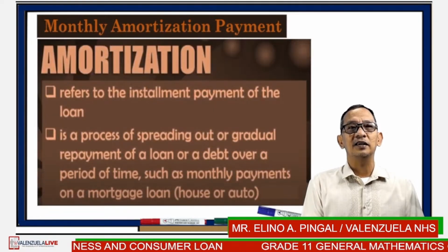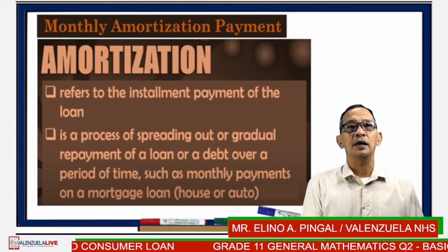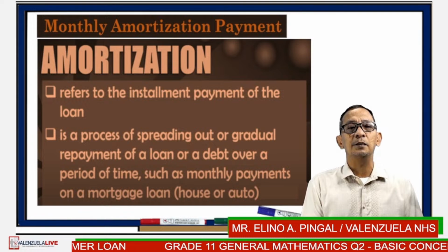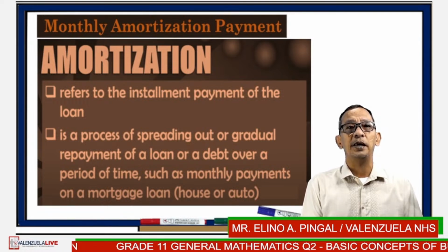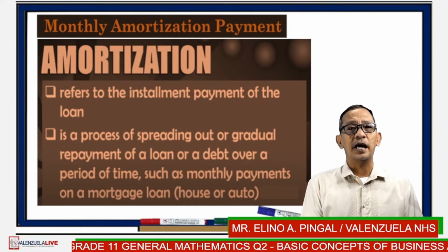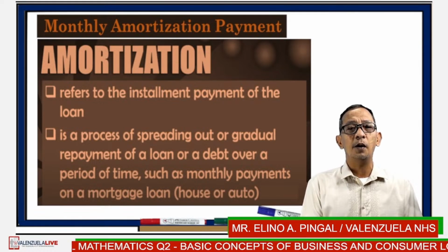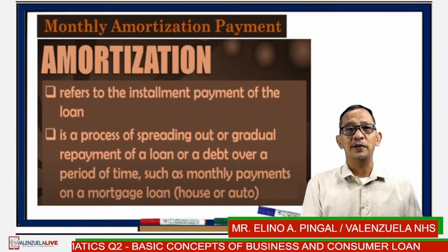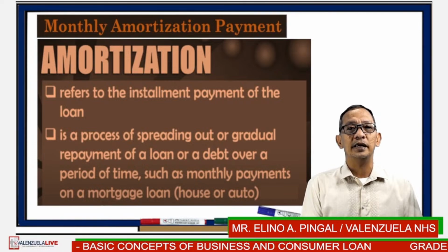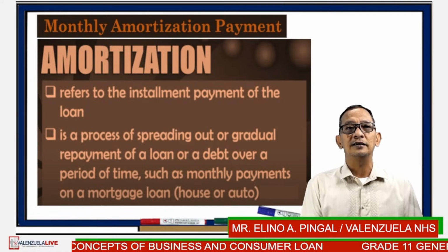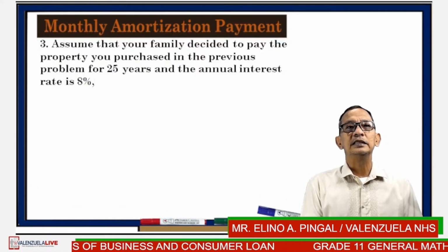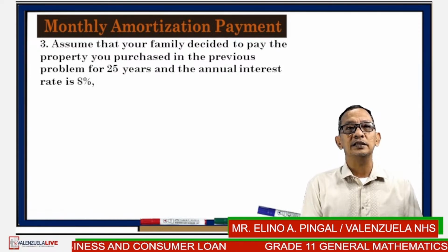Let's have this second concept, the monthly amortization payment. Amortization refers to the installment payment of the loan. It is a process of spreading out or gradual repayment of a loan or debt over a period of time, such as monthly payments on a mortgage loan like a house or car. So let's have an example problem for this.